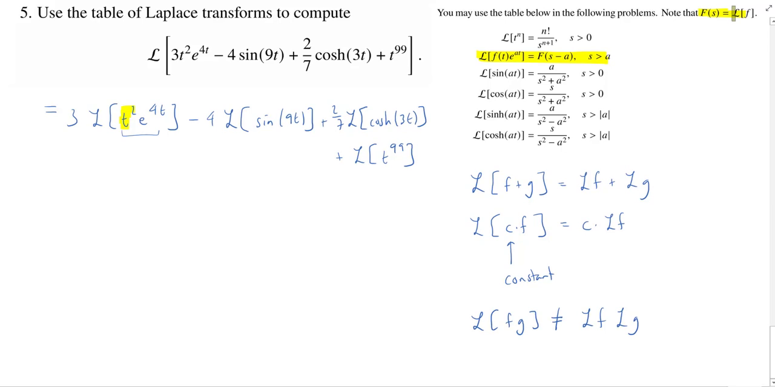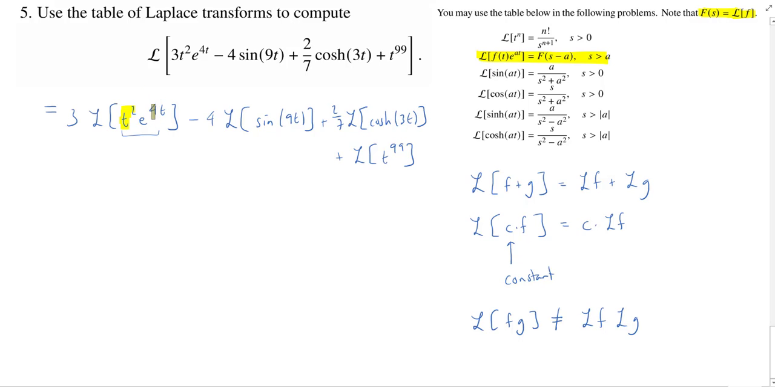It says that big F is just the Laplace transform of f. So I would just take the Laplace transform of my f, which in this case is t squared, and then evaluate it at s minus a, where a is this number in the exponential that I multiply by t.